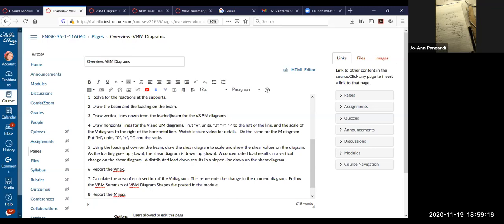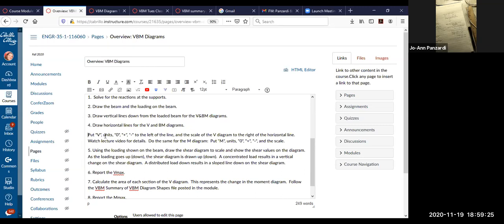Sure. Okay. Draw horizontal lines for the shear and bending moment diagrams. Put V, units, zero and plus to the left of the line and put the scale of the V diagram to the right of the horizontal line. Watch the lecture video for details. Do the same for the M, the moment diagram. Put M, units, and the scale.